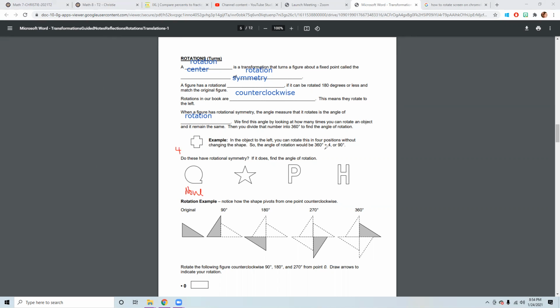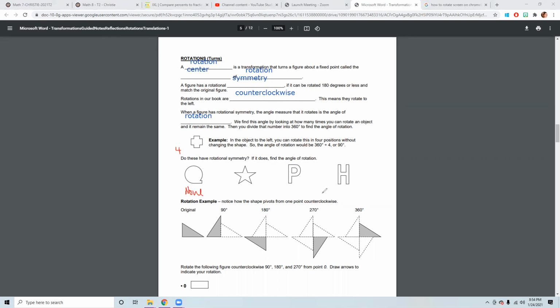So we're taking that complete turnaround and we divide it by 4 times, because that's the amount of times that it came back to the original shape. And then that's going to be 90 degrees. And so we would say the angle of rotation is 90 degrees.